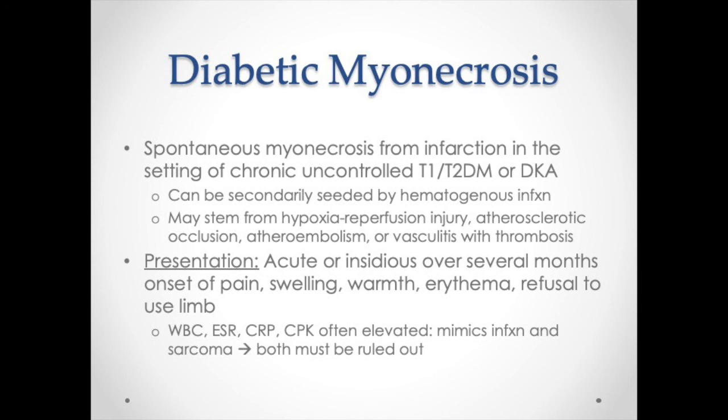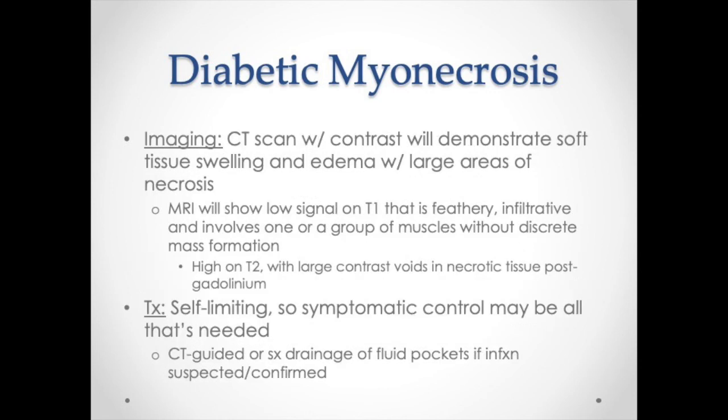White blood cell count, ESR, CRP, and CPK are often elevated, so it mimics infection and sarcoma. Both must be ruled out. Imaging, CT scan with contrast will demonstrate soft tissue swelling and edema with large areas of necrosis. MRI will show a low signal on T1 that is feathery and infiltrative and involves one or a group of muscles without discrete mass formation. There's a high signal intensity on T2 because of the inflammation and large contrast voids in necrotic tissue post-gadolinium.